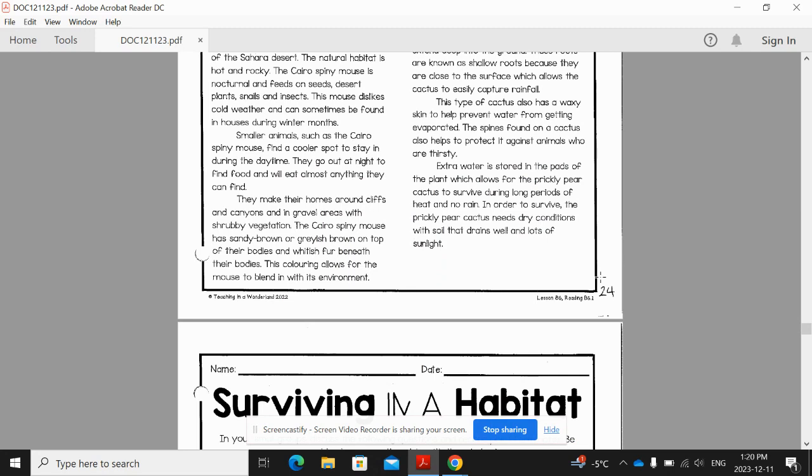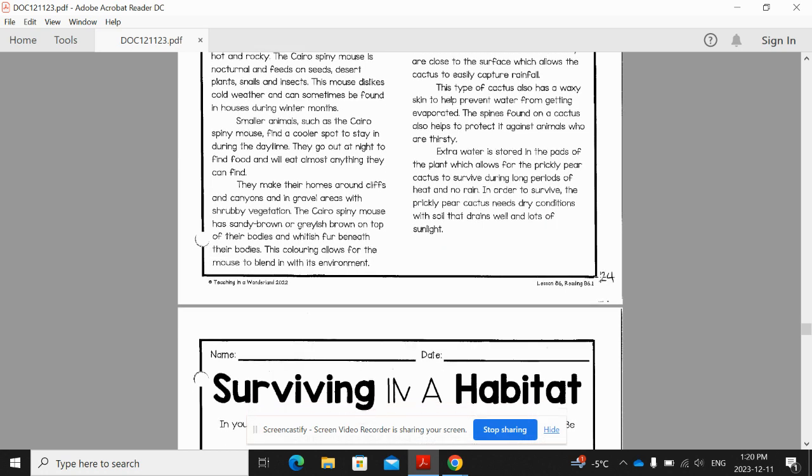The spines found on a cactus also help to protect it against animals that are thirsty. Extra water is stored in the pads of the plant, which allows the prickly pear cactus to survive during long periods of heat and no rain. In order to survive, the prickly pear cactus needs dry conditions with soil that drains well and lots of sunlight.